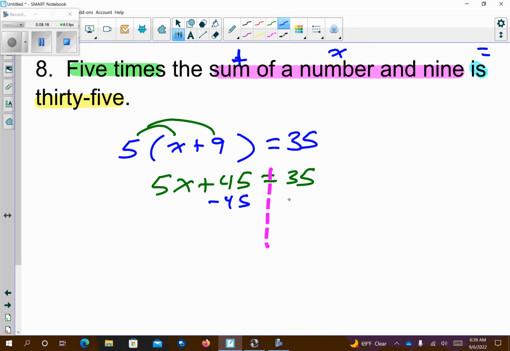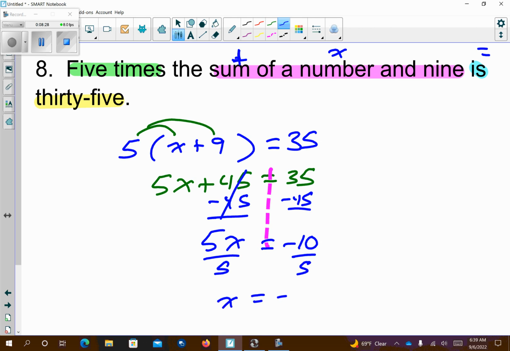Subtract 45 from both sides. 35 minus 45, we'll use a calculator on that. We're going to get -10. Divide each side by 5. So I'm going to get x equals -10 over 5. It reduces to -2.